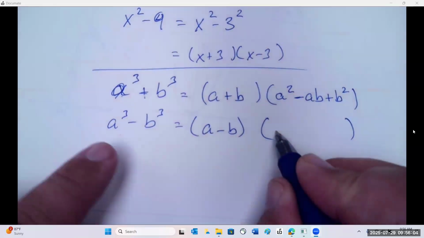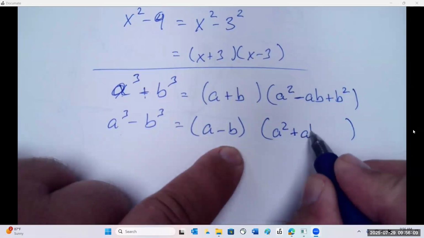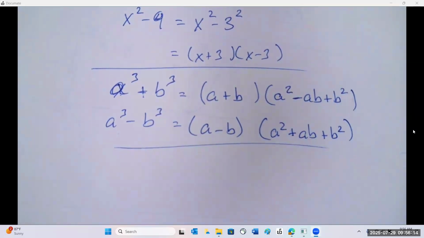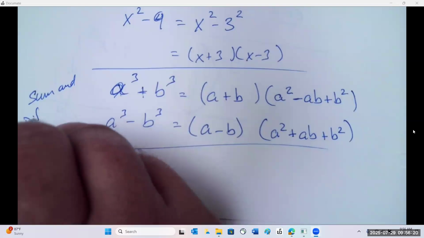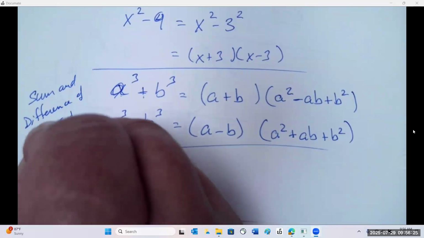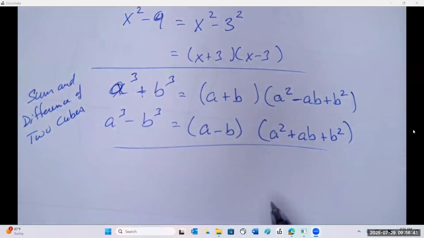So it's going to be the a squared, then the opposite sign, which is a plus ab plus b squared. These are the factors of the sum and difference of two cubes. So these are rules of factoring for when you see those.